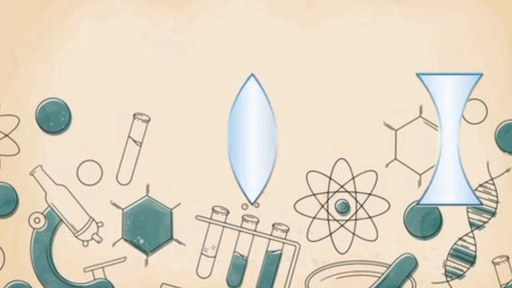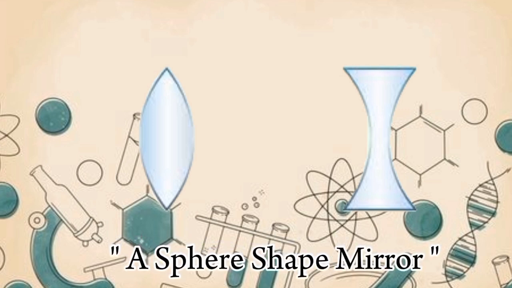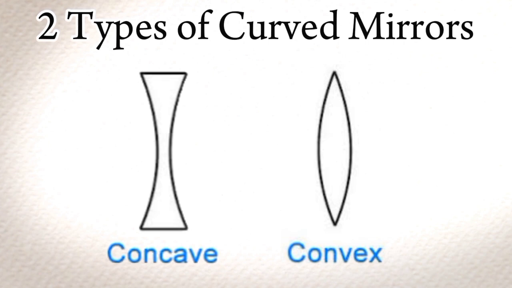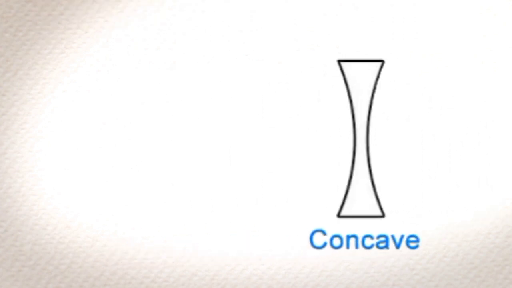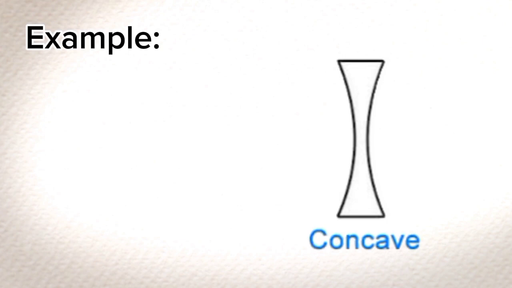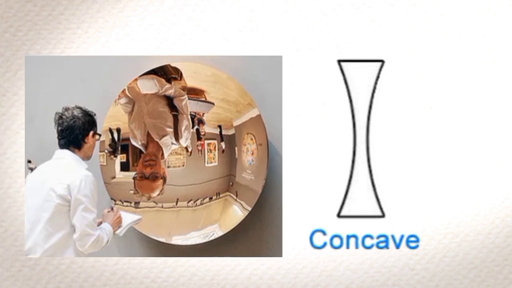Meanwhile, curved mirrors are mirrors that have a consistent curve, basically a sphere-shaped mirror. There are two types of curved mirrors. These are concave and convex mirrors. Concave mirrors are curved mirrors in which the reflecting surface is curved inwards. An example of a concave mirror is the front of the spoon. Reflections on concave mirrors are often upside down.